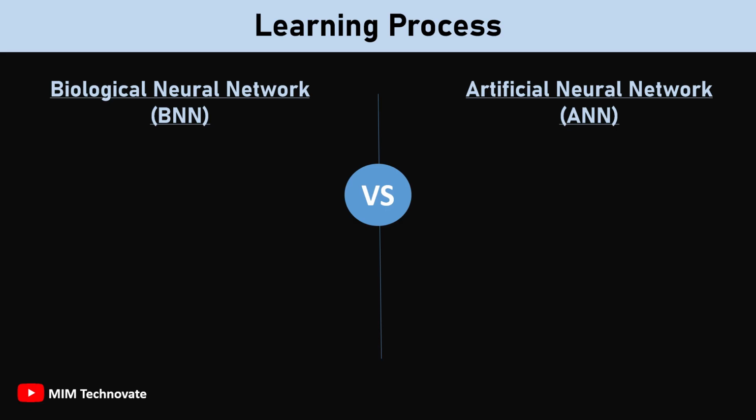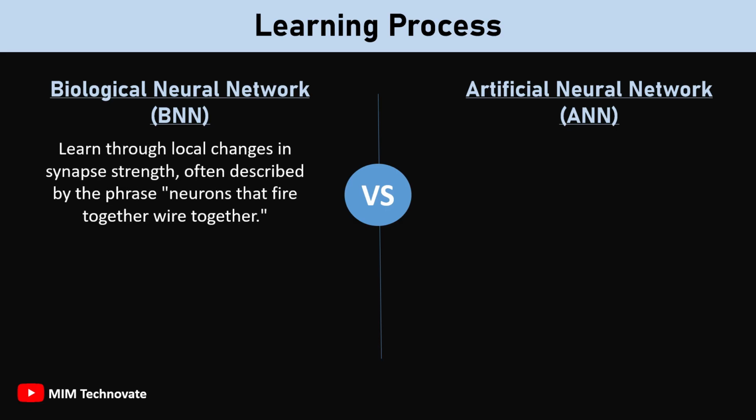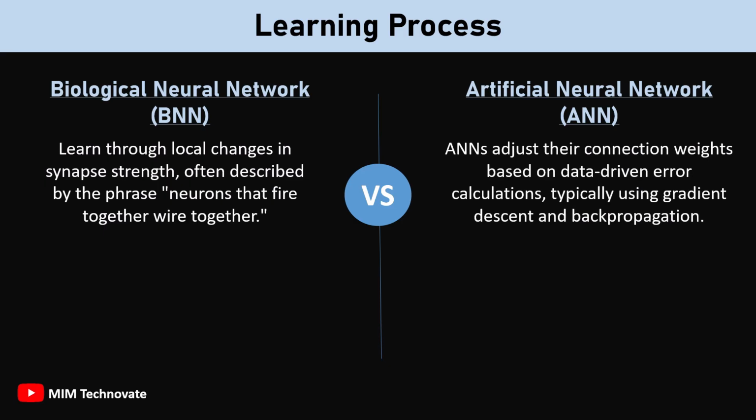Learning process. BNNs learn through local changes in synapse strength, often described by the phrase, neurons that fire together wire together. In contrast, ANNs adjust their connection weights based on data-driven error calculations, typically using gradient descent and backpropagation.